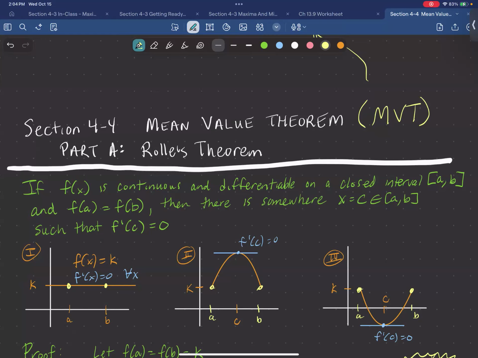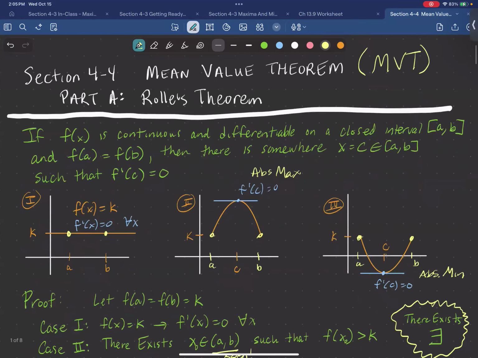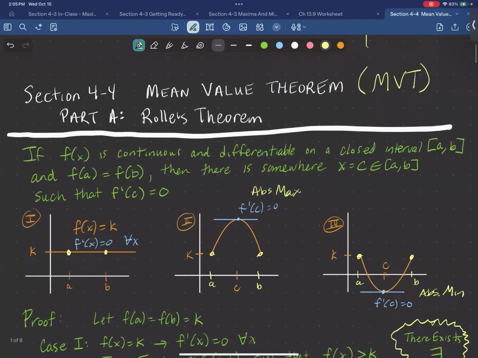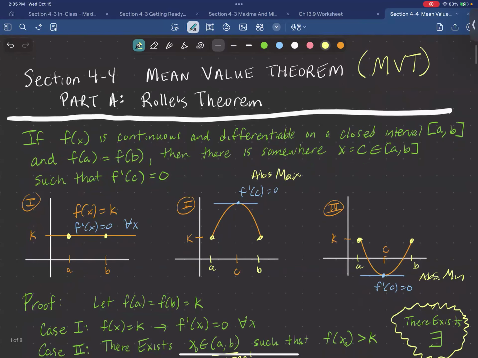We've got three cases. We've got the flat line, we've got where there's an absolute max, and we've got the case where there's an absolute min. And we'll look at the three scenarios. We'll do a proof. Let's say k equals that value where f of a equals f of b. The first case is pretty straightforward. F of x equals k, so the derivative equals 0 for all x.